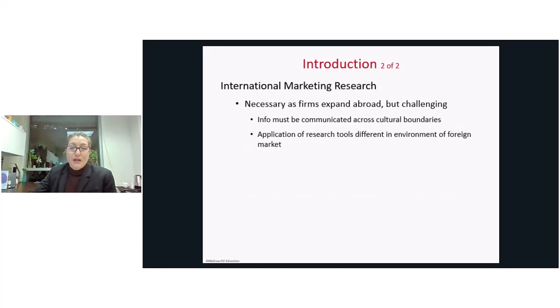technology. International marketing research is necessary when firms are seeking to expand abroad, but it can be very challenging. Information must be communicated across cultural boundaries, and the application of research tools is different in the environment of a foreign market.